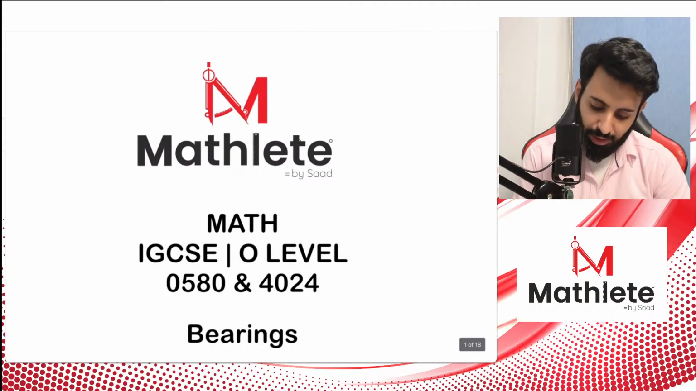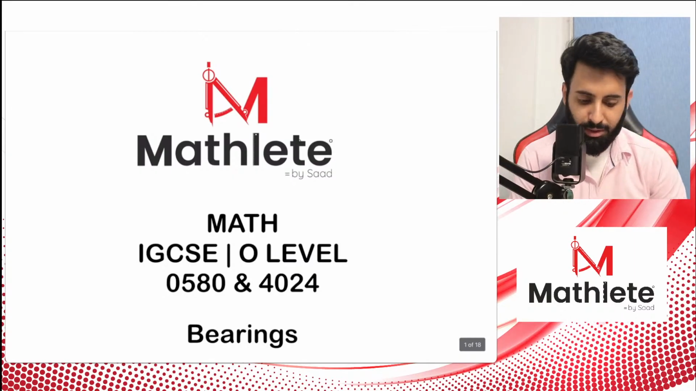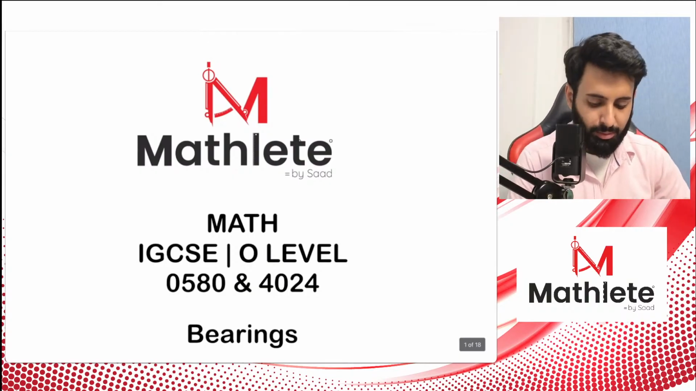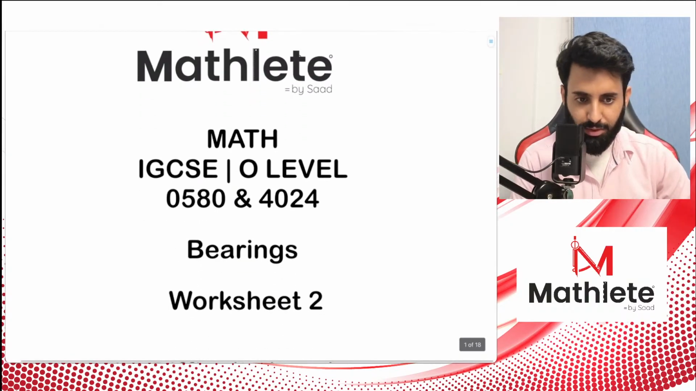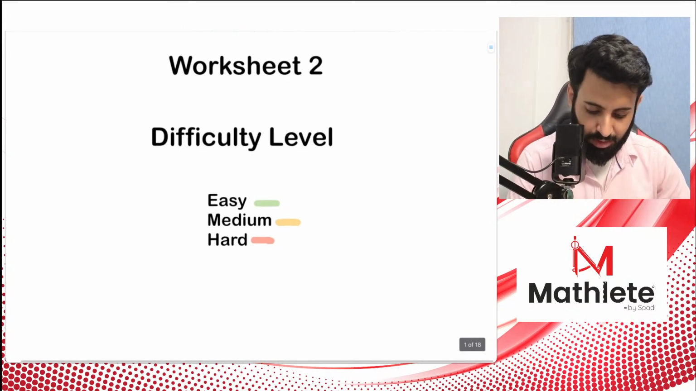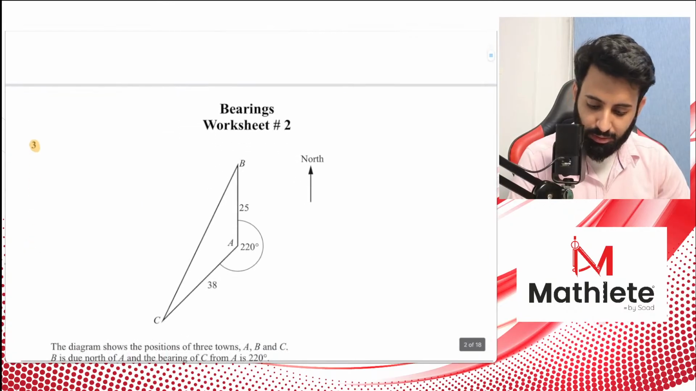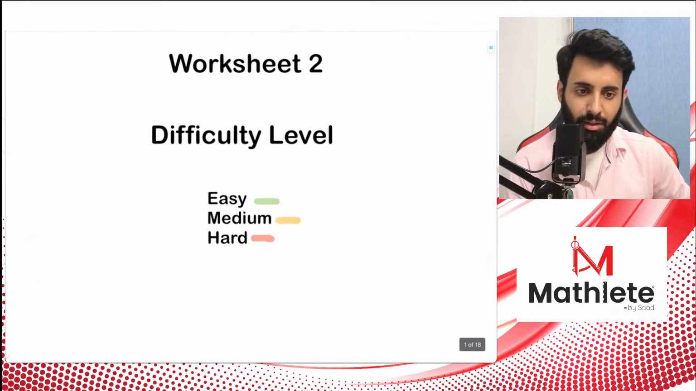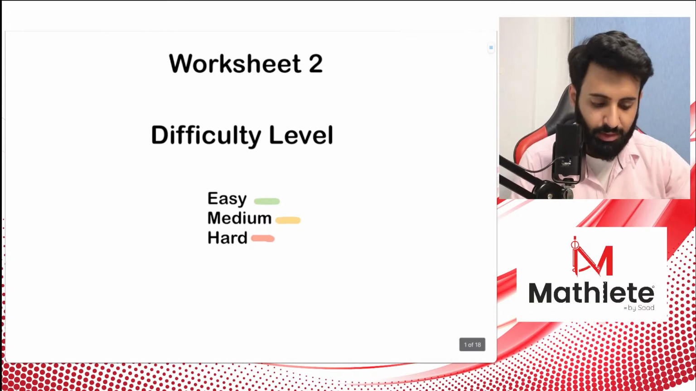So I have this worksheet, by the way. This contains past paper questions. I have two worksheets, in fact. This contains past paper questions from IGCSE and O levels, 0580 and 4024. You can download this worksheet. The good thing about this worksheet is I've highlighted next to each and every single question what the difficulty level is: easy, medium, hard. So this is what we're going to be doing today.